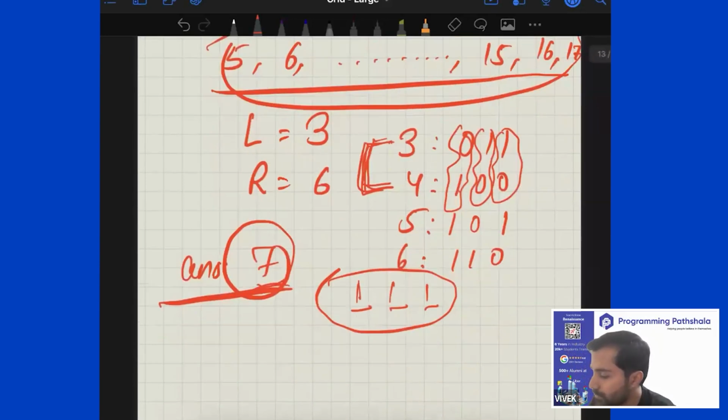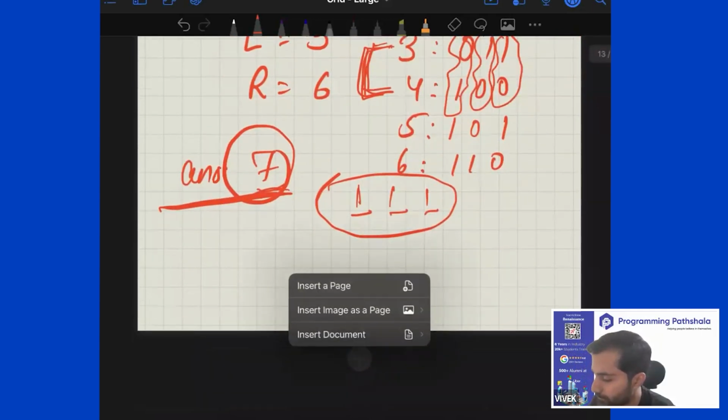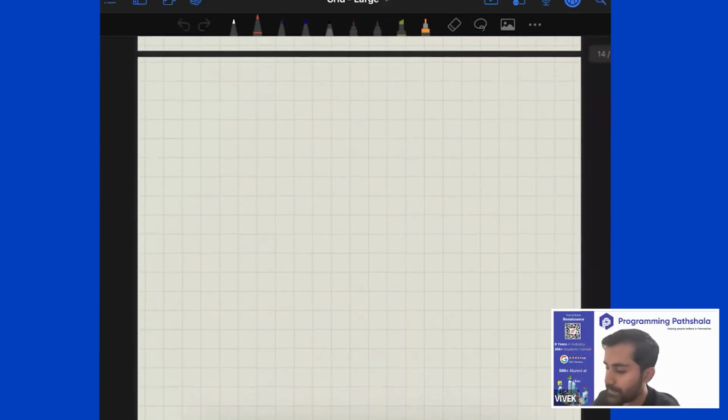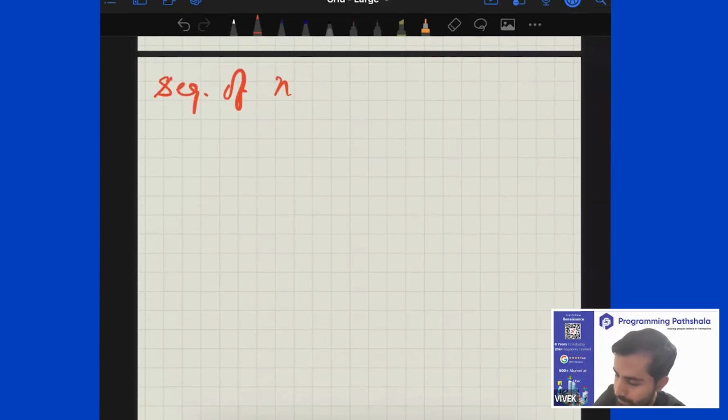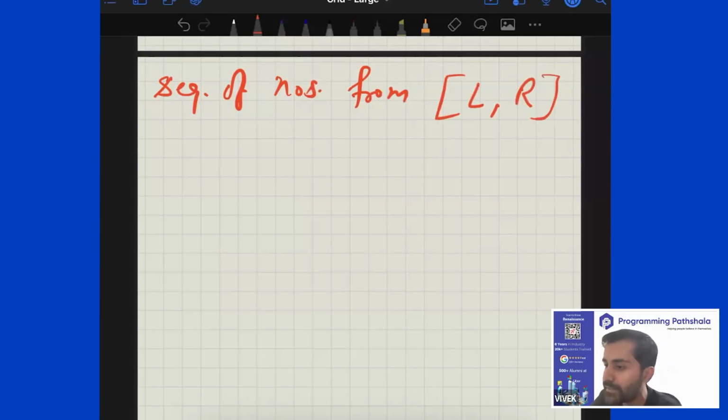Right? So let's do one thing. Let us just consider a sequence of numbers from left to right. I'm not taking a generic example, I'm taking a conceptual example. So if you look at it, your understanding will be crystal clear. Let's say there is a number L whose binary form is something like 1 0 1 0 0 1, and one more zero.